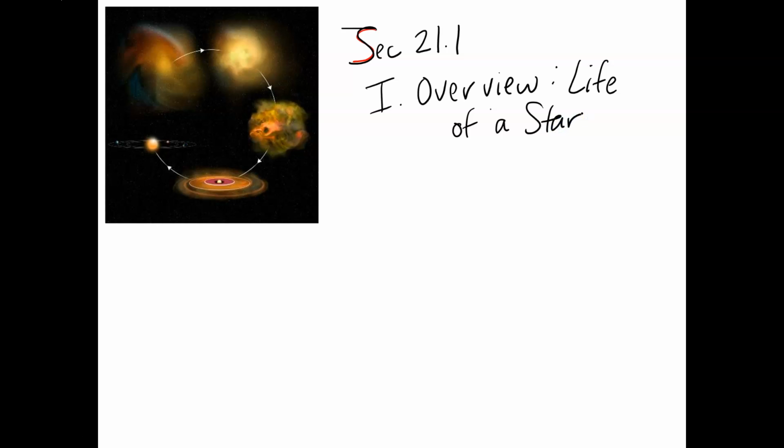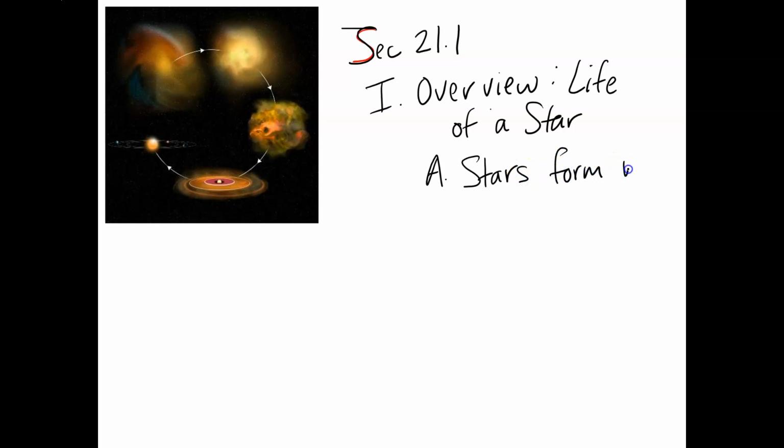So we've talked about the sun, we've talked about spectral types of stars, and now we kind of want to get the big picture as we move into talking about how stars change with time or how they evolve. So let's start very briefly with how stars form.